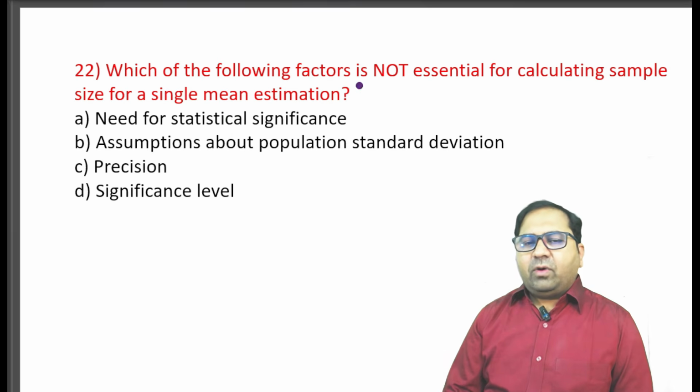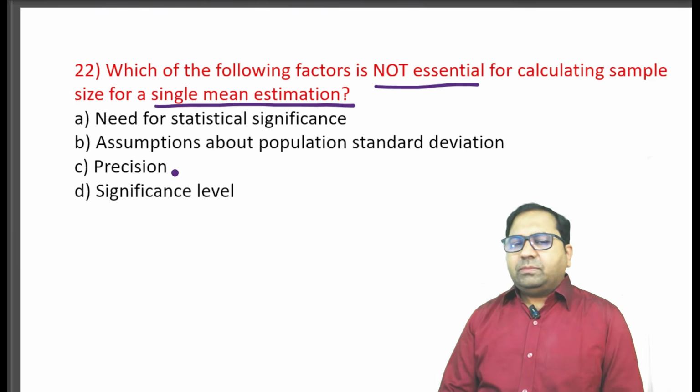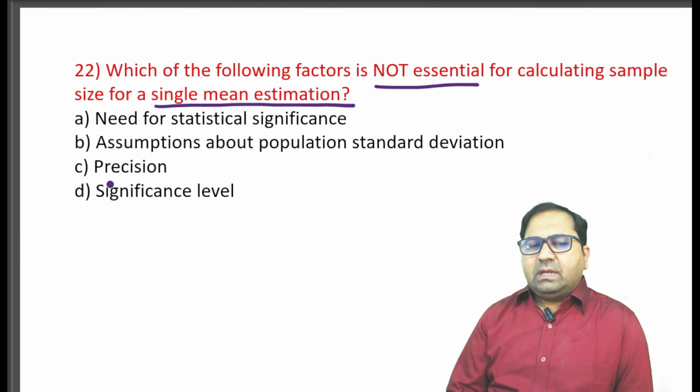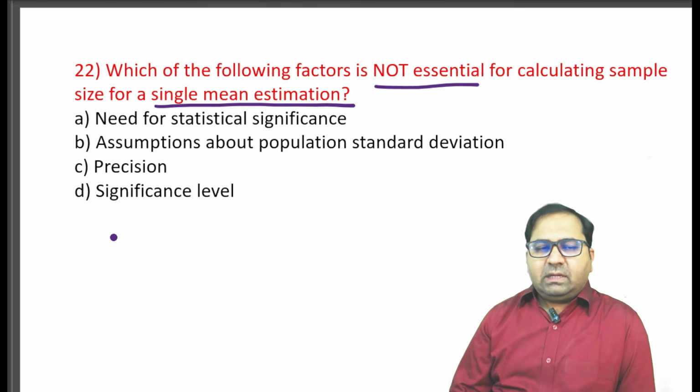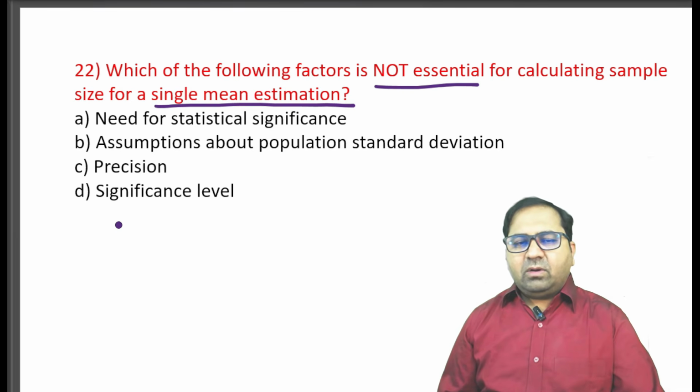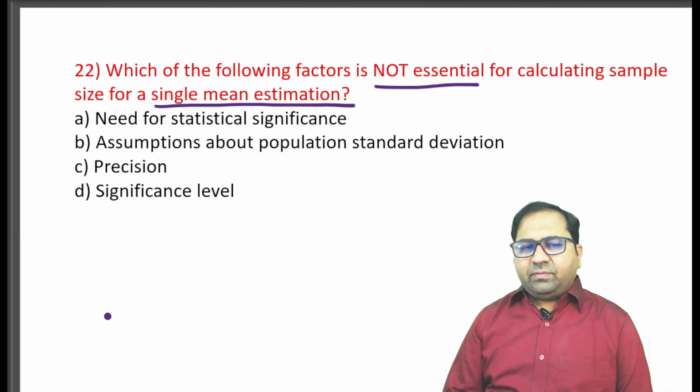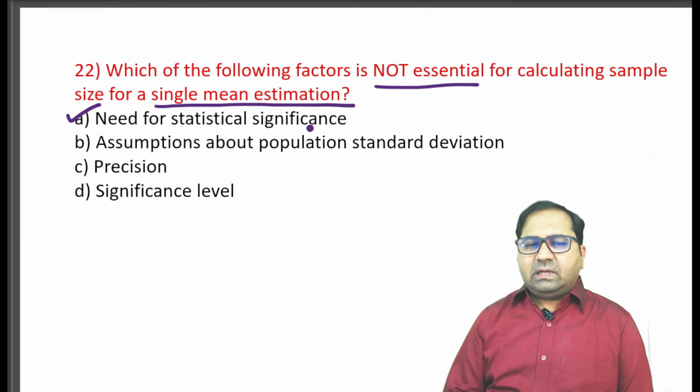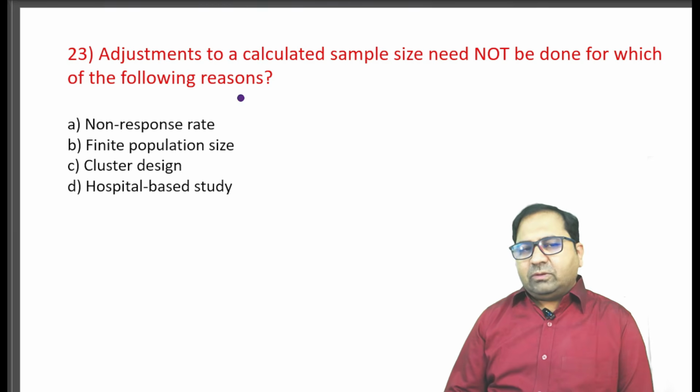Coming to the next question, which of the following factors is not essential for calculating the sample size for a single mean estimation? The options are A, need for statistical significance, B, assumptions about the population standard deviation, C, precision, or D, significance level. What is not required? The answer is A, need for statistical significance. Whenever you are calculating the sample size for a mean estimation, you don't require any statistical significance.